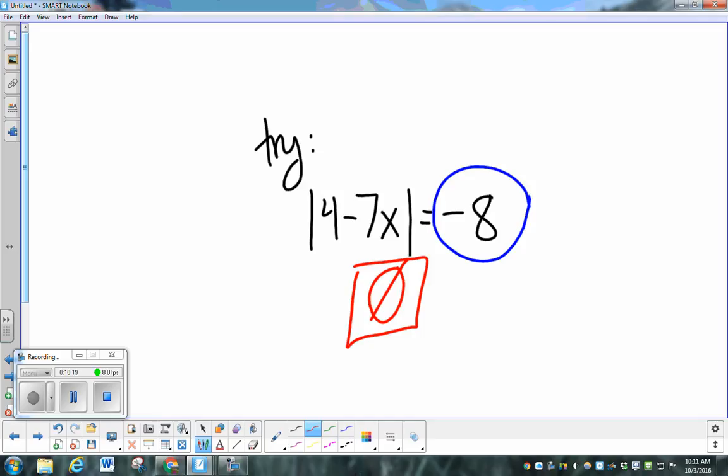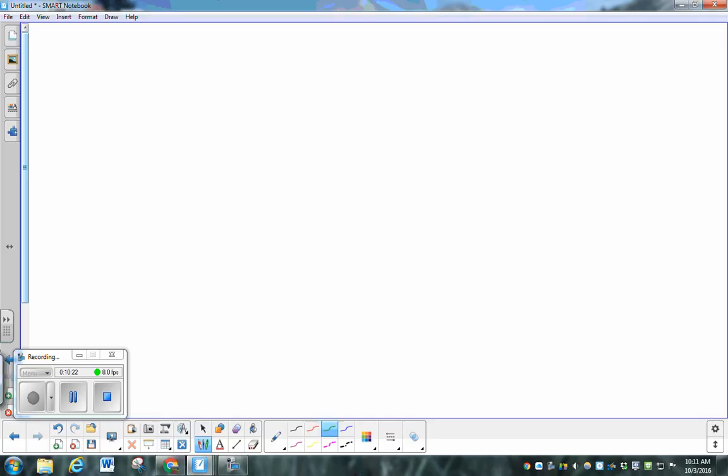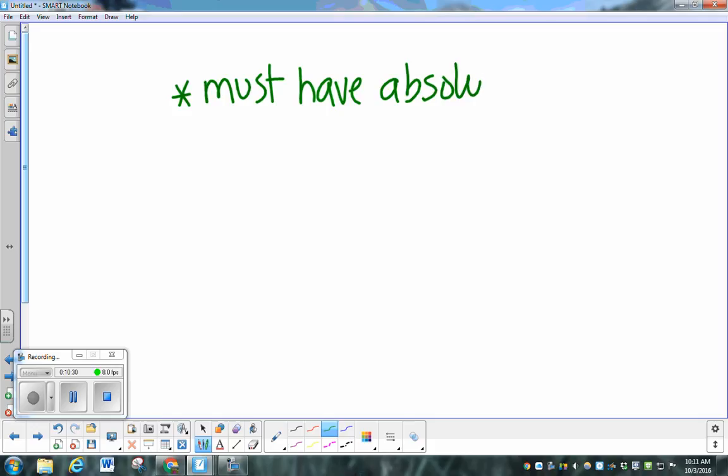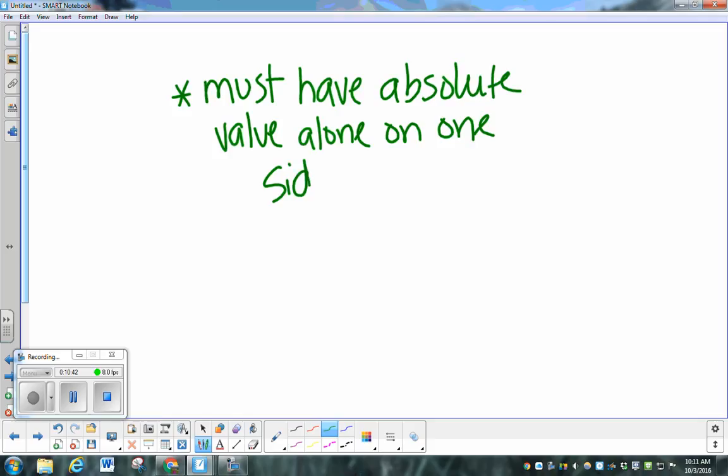Alright, so I want to write down something really important here. We're going to get to some more complicated equations. So when you get more complicated, you must have the absolute value alone on one side of the equal sign. So that's really important to remember because I'm going to give you guys some more complicated ones where there's more stuff other than an absolute value. So you have to get the absolute value all alone on one side of the equal sign before you can start solving it.